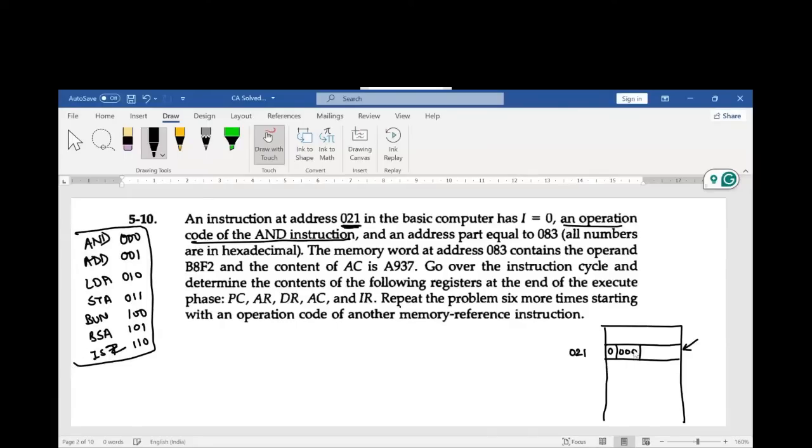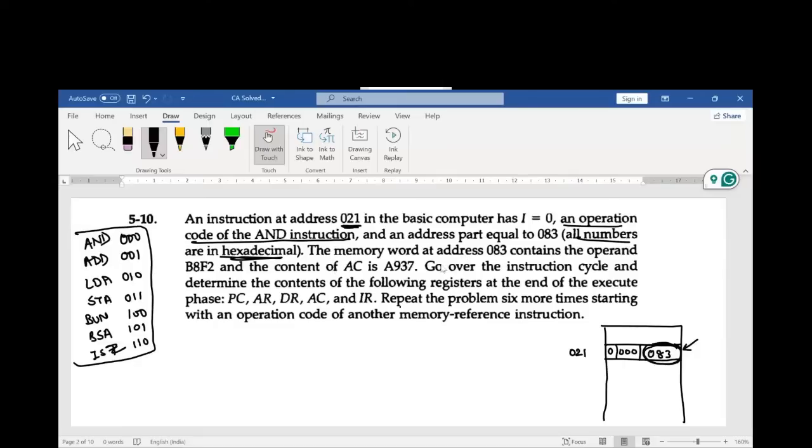So we wrote 000 over here and an address part equal to 083. 083 indicates that these are the 12 bits. This 083 is written in hexadecimal. So the 12 least significant bits are my address bits and these 12 bits are represented in hexadecimal form and hence we have written 083 over here.